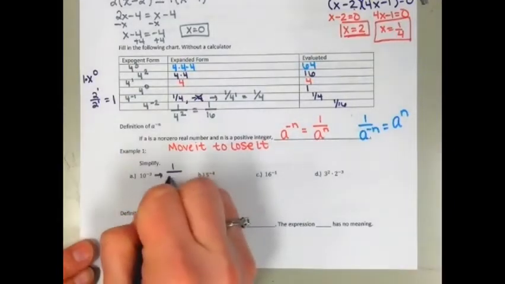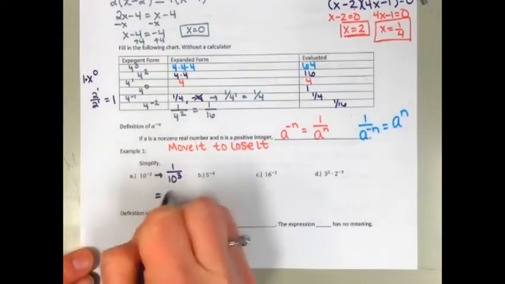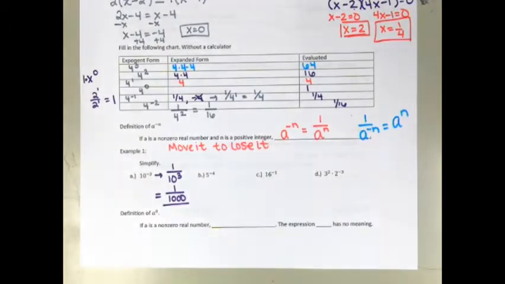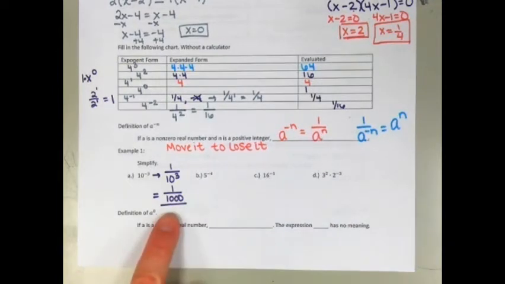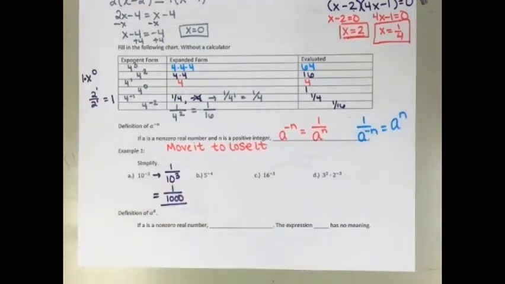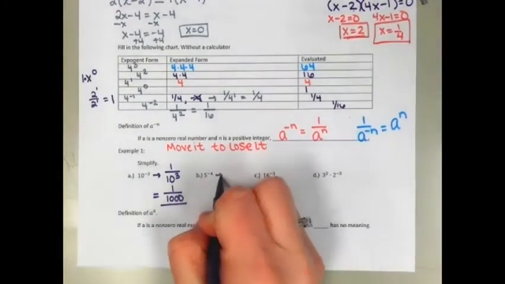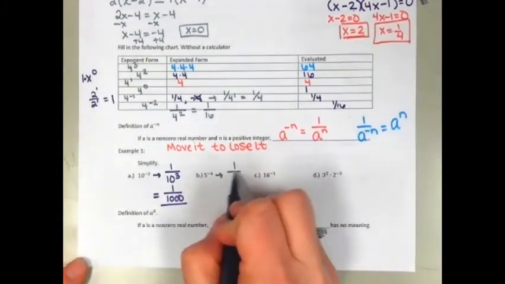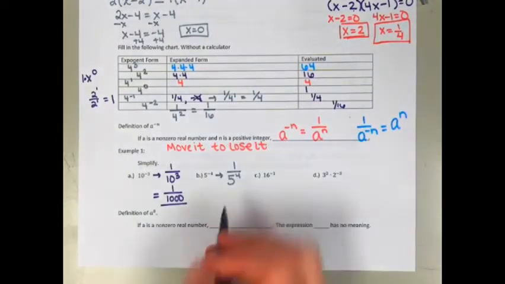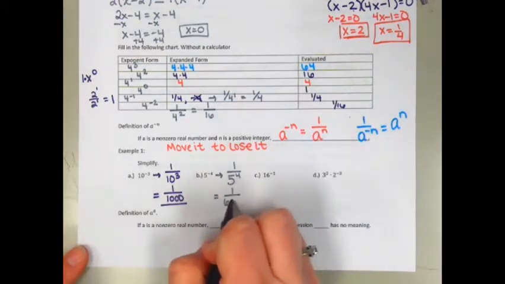Yep, so it's 1 over 10 to the third power, which 10 to the third power is 1,000. Exactly, so it's 1 over 1,000. I do not want decimals. Remember, 10 to the third power means I want 3 zeros, so that's why it was 1,000. All right, 5 to the negative fourth power. What is that in exponent or in fraction form first before we actually do it? 1 over 5 to the fourth. And what is 5 to the fourth? It's 1 over 625.